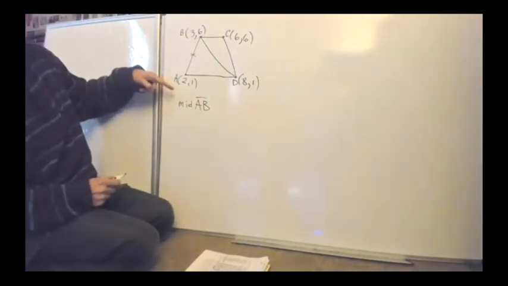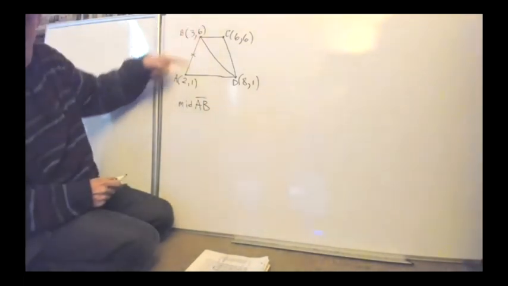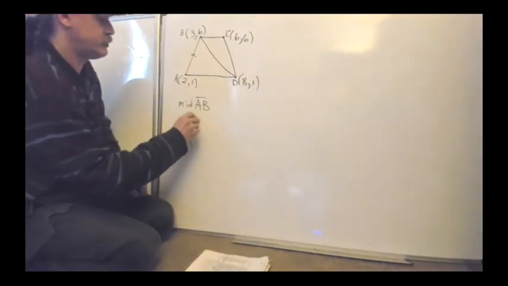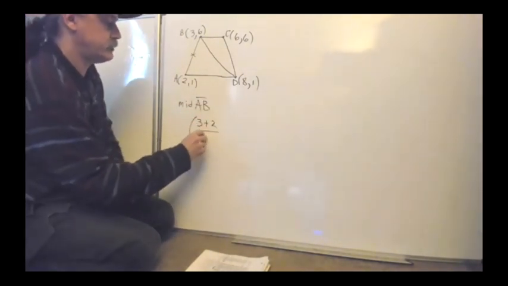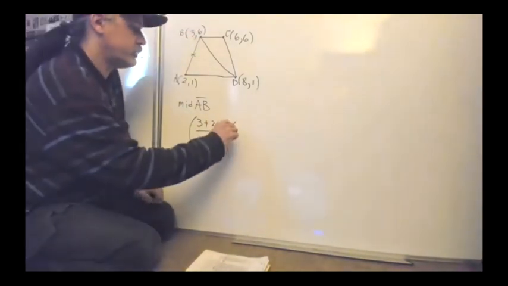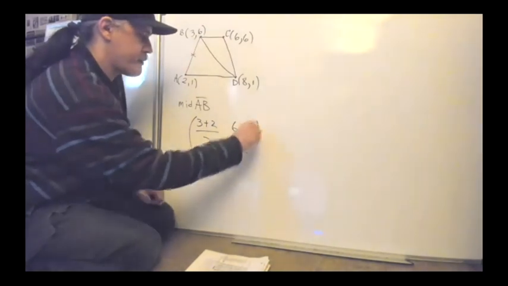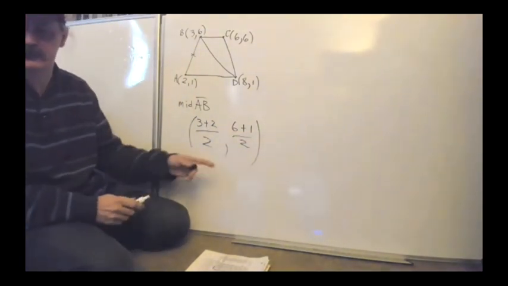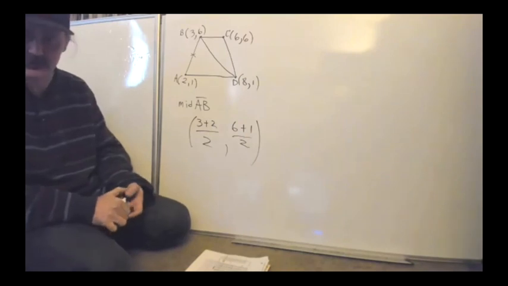Take the x's, add, divide by 2. We take the y's, divide by 2. So the x's are going to be 3 plus 2 divided by 2. And the y's are going to be 6 plus 1 divided by 2. Okay, and then of course, the next step would be to simplify.